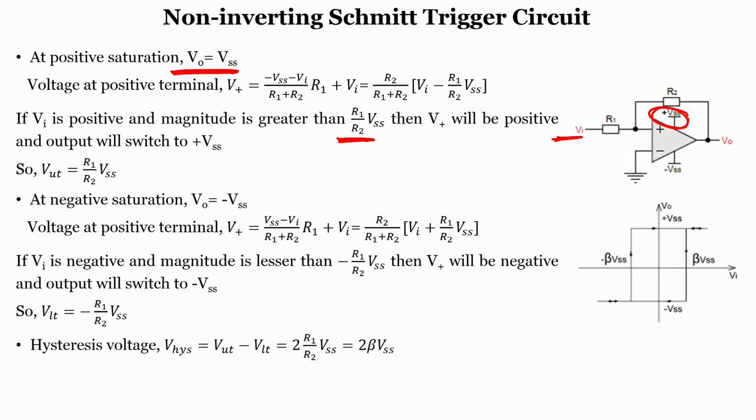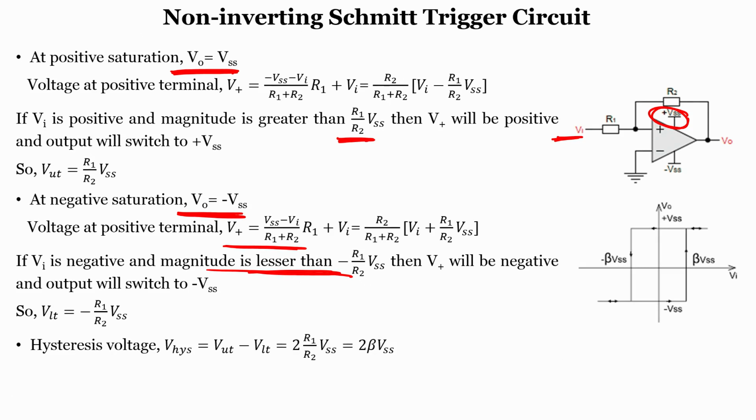At negative saturation, my V O equals minus V S S. So, in this case what will happen? Voltage at positive terminal V plus equals V S S minus V I by R 1 plus R 2 into R 1 plus V I. If I solve this, I have R 2 divided by R 1 plus R 2 into V I plus R 1 by R 2 into V S S. Now, if my V I is negative and magnitude is less than minus R 1 by R 2 into V S S, what will I have?